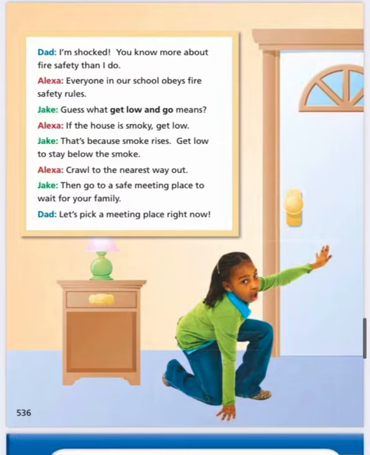Jake: Guess what "get low and go" means? Alexa: If the house is smoky, get low. Jake: That's because smoke rises. Get low to stay below the smoke. Alexa: Crawl to the nearest way out. Jake: Then go to a safe meeting place to wait for your family. Dad: Let's pick a meeting place right now.